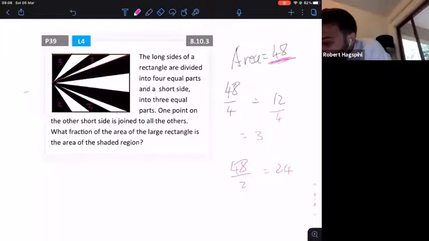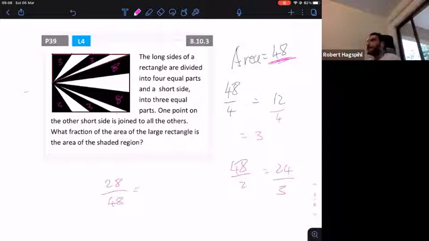This is a third and this is a third. So I'm just going to do 24 divided by 3, and so this is 8. This is 8. I can add them all together and I'm going to get 6 times 2 is 12. 12 plus 16 is 28 over 48. I can simplify that and get to 12.